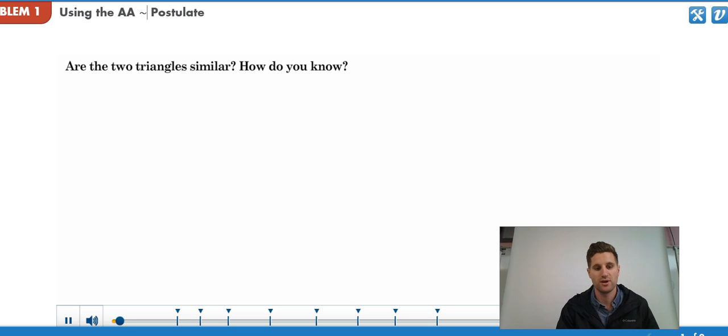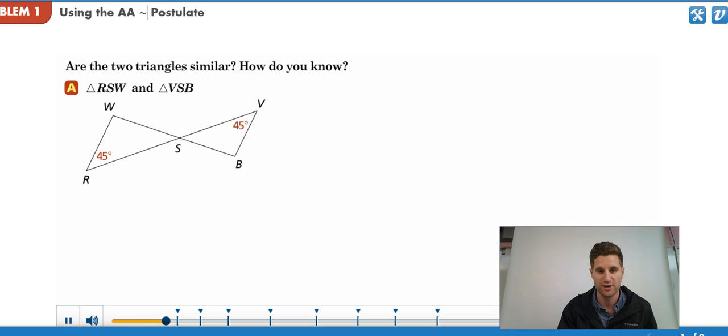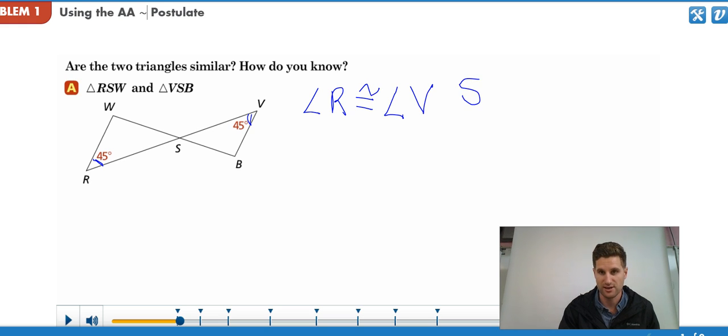Okay, so first one is the angle-angle postulate we're going to use. Are the two triangles similar? How do I know? First of all, we need the two triangles to appear. Here they are. For AA, we just need to show that 2 angles are congruent. First off, 45 and 45. So I'm pretty sure angle R is going to be congruent to angle V. So that helps us. There's an angle that we have congruent. If we can show that we have 2 angles, we're in the clear. So we got 1 angle.